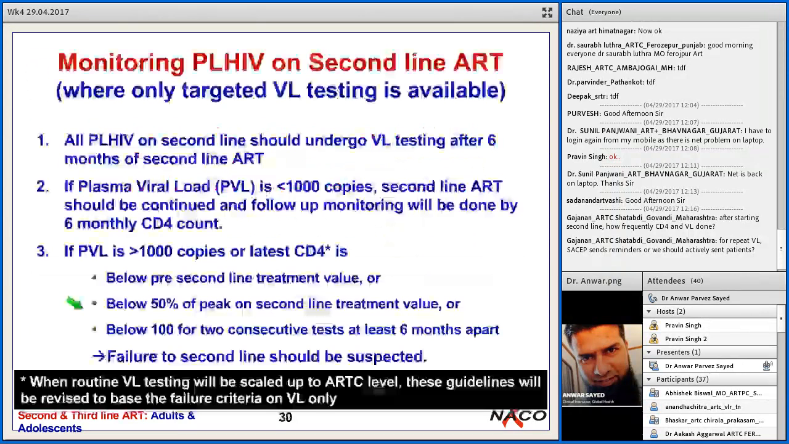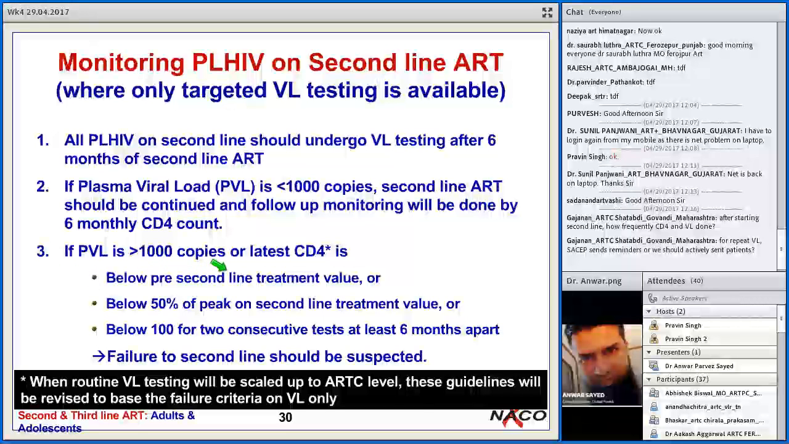Now, what about the third line ART guidelines? Similar to the monitoring of patients on first line, patients on second line also will be monitored, and the same criteria will be seen. If plasma viral load is more than 1000 or latest CD4 count is now, this becomes baseline, like immunological failure monitoring.